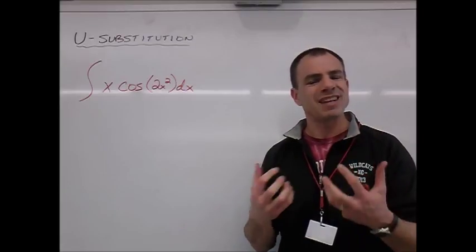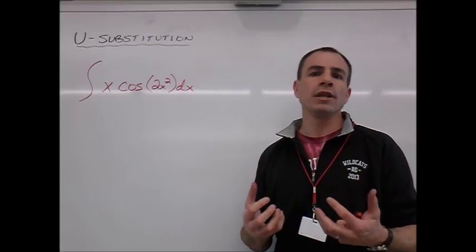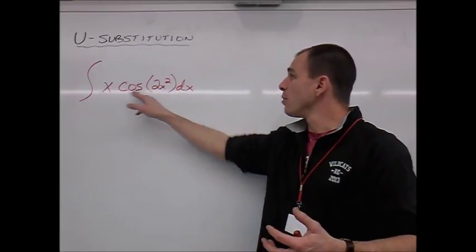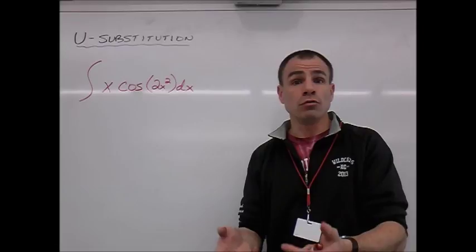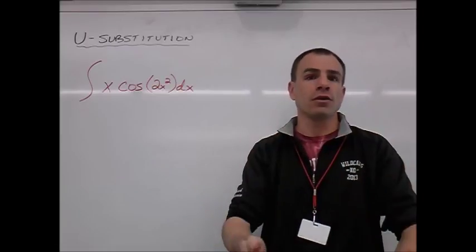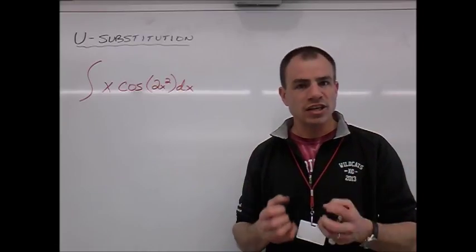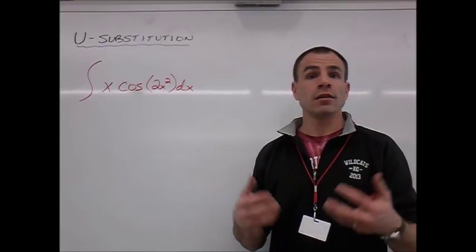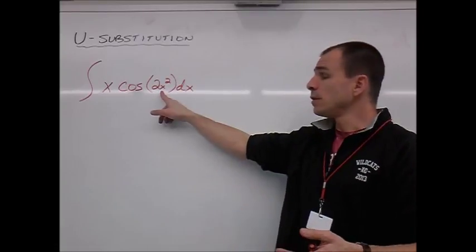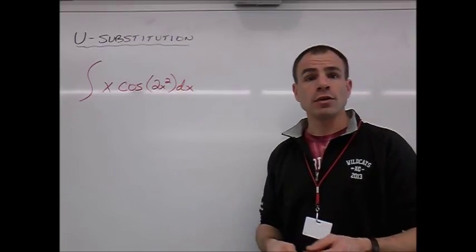Okay, so think about our basic antiderivative rules. What would we like to see here instead of the cosine of 2x squared? It would be great if we could just see cosine of u, because cosine of u would work just like cosine of x, and that's a nice basic antiderivative that we can take. So let's see if we can do that. Let's make u equal to 2x squared.